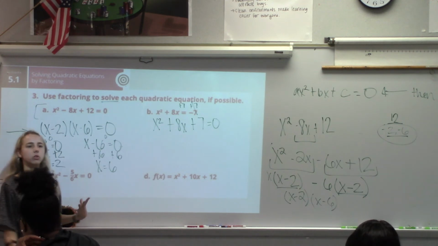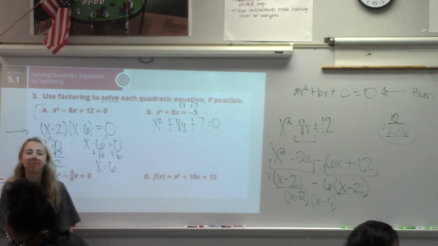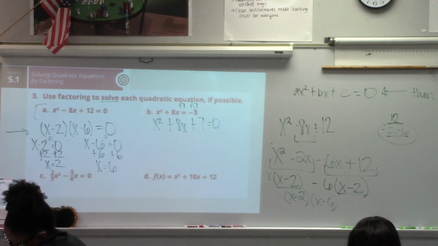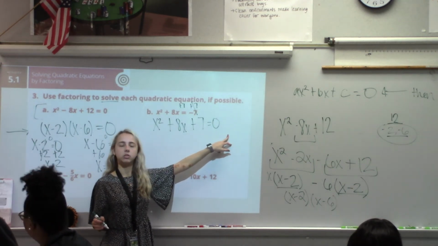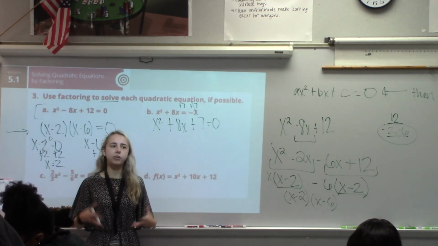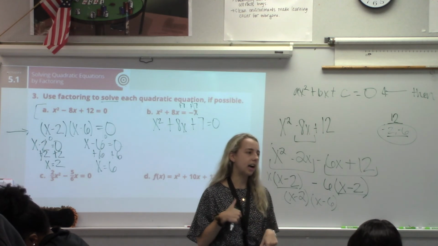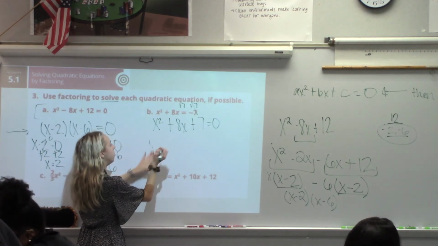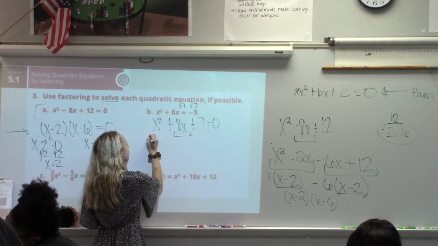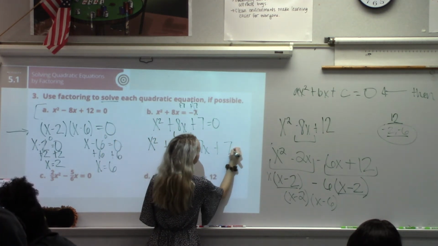Okay, so, what method did you guys use to factor this one? AC method, that works. So our A times C equals what? 7. 7's a prime number, right? So aren't prime numbers really easy to use when we're factoring? Okay, because the only factors are 1 and 7. So we can split this middle term up to say x squared plus x plus 7x plus 7 equals 0.